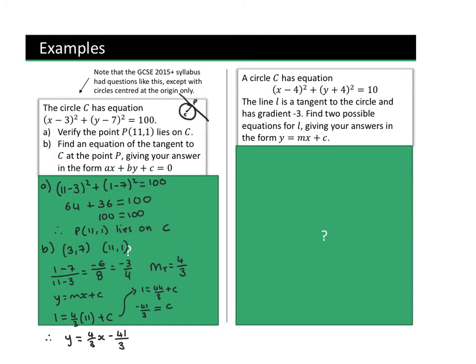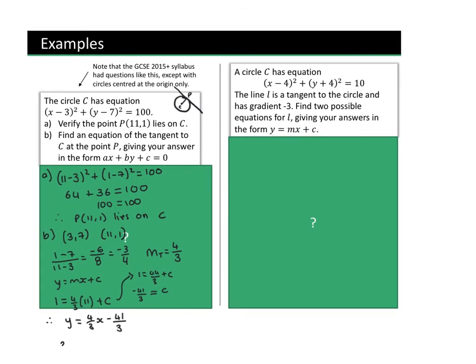But in the question it says clearly give your form in a specified form. Going to multiply everything by 3. 3y equals 4x minus 41. Move everything to the left-hand side. 3y, it wants the x first. Minus 4x plus 3y plus 41 equals 0. So there we have it, nice and simple.